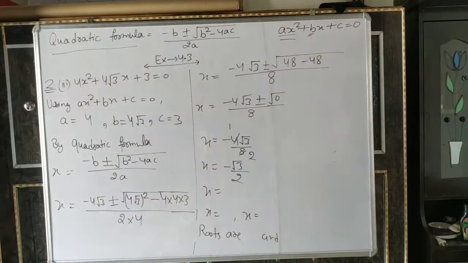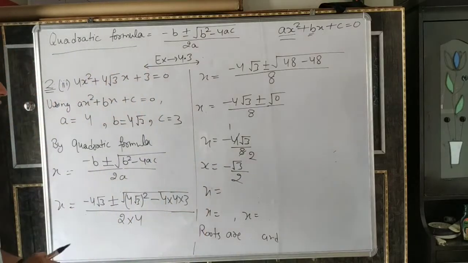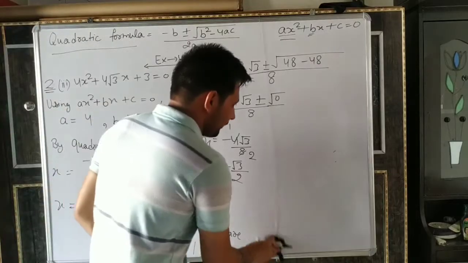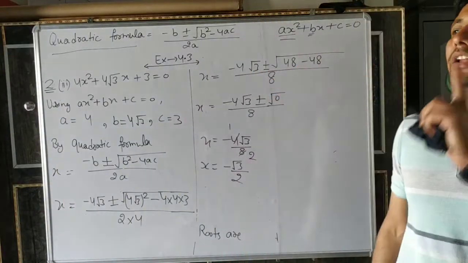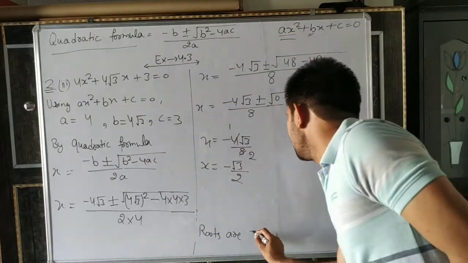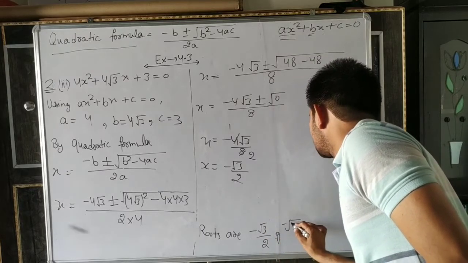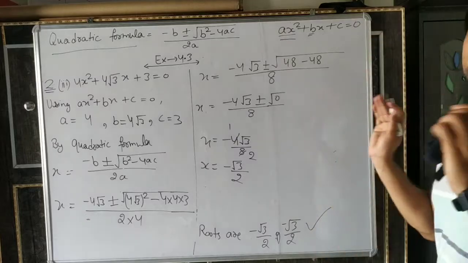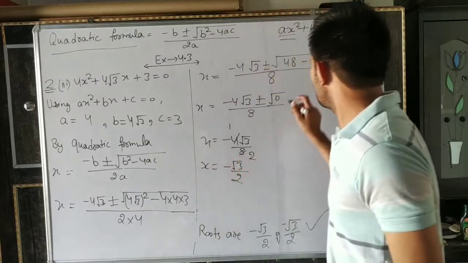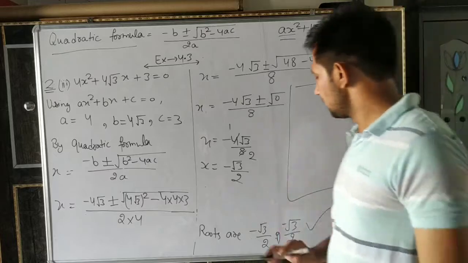So what is the root? X equal to minus root 3, okay dear? So what do we write? Everyone knows how many roots a quadratic equation has: there are 2 roots. So there is a possibility: minus root 3 by 2, and minus root 3 by 2. Both are the same root. Same root means both are the same. Understand or not? So it is your answer.